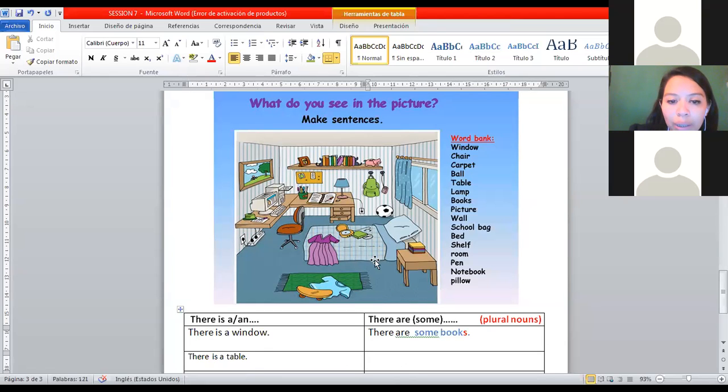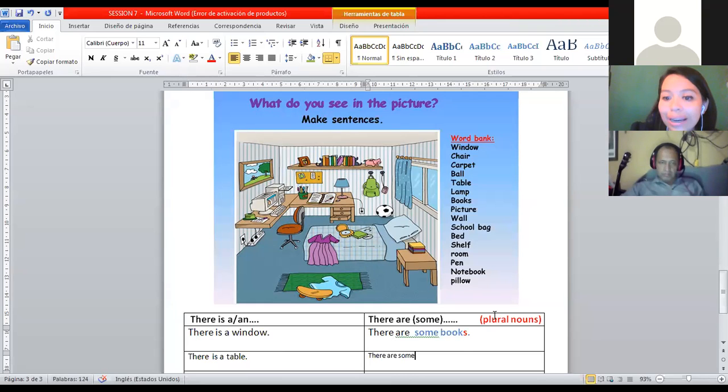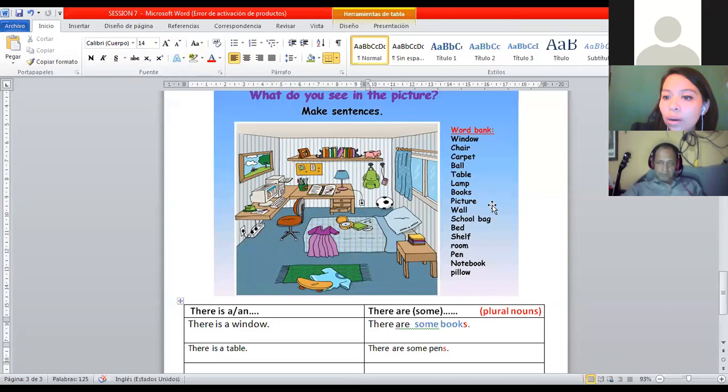Now, tell me 2, ¿de qué logran ver 2? For example, pens. I don't know if you can see this picture, okay? You can see this little thing, all right? So hay bastantes lapiceros, all right? So there are, and no los logro contar. Exactly. There are some pens. And remember something very important. There are, tengo que pluralizar este de acá, all right? So there are some pens. Are we okay? So this is how we use there is and there are.